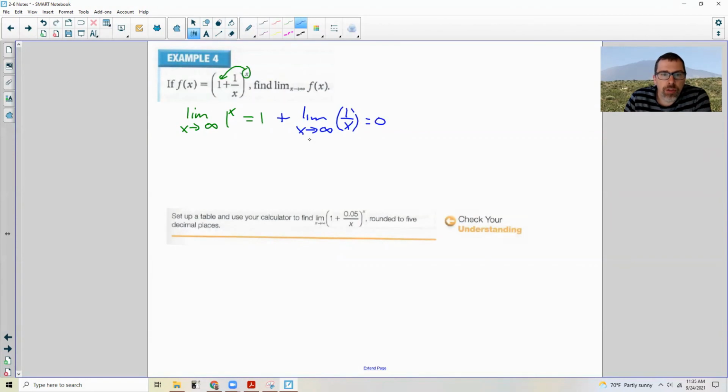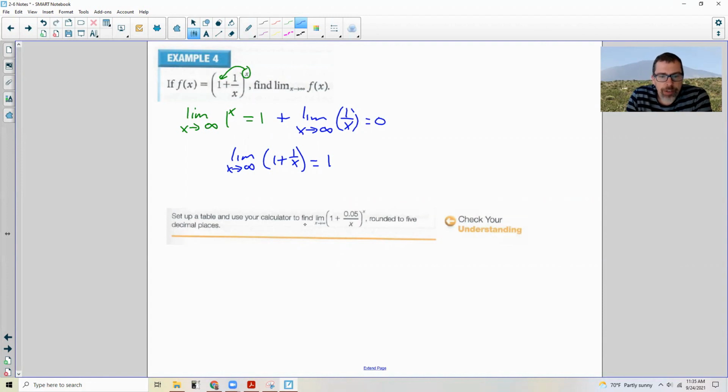So if the limit of 1 to the x is 1, and the limit of this is 0, then the limit as x goes to infinity of 1 plus 1 over x is going to be 1 plus 0, the sum of the limits. There's a thing that we say: the limit of the sums is the sum of the limits. What's 1 plus 0? 1. So if I put this in a graphing calculator or in my spreadsheet, it would go to 1.